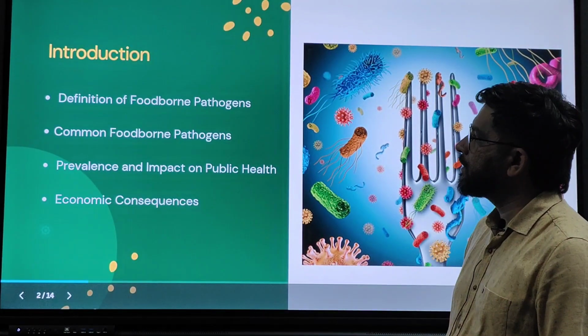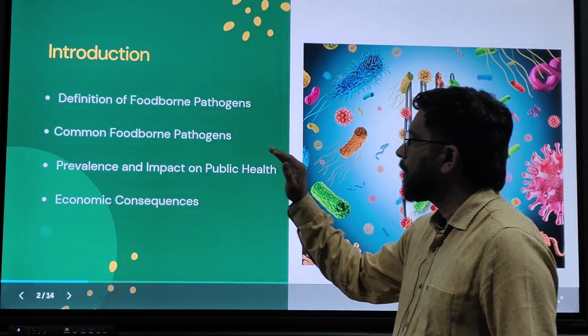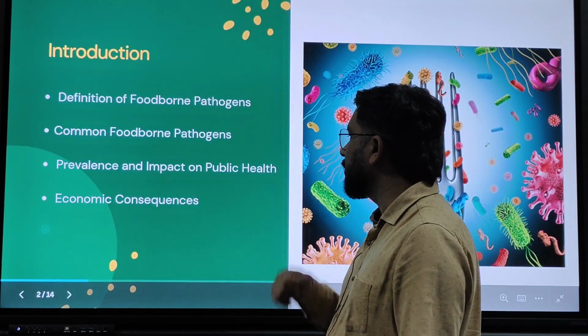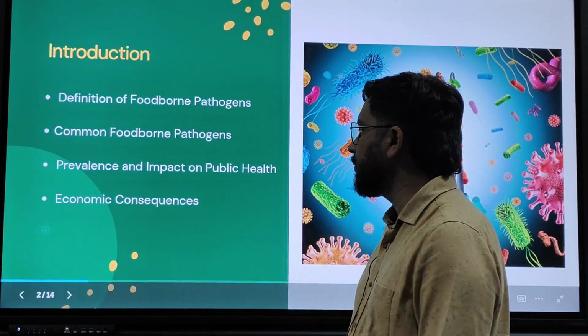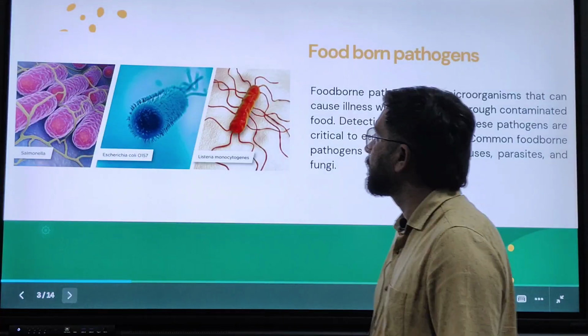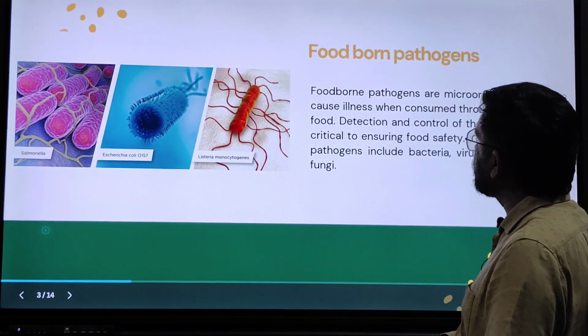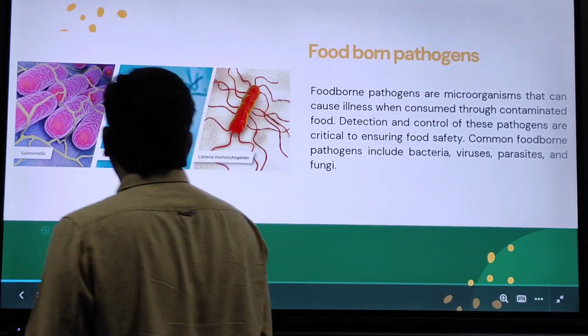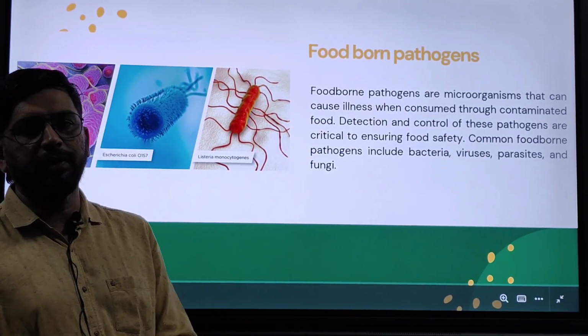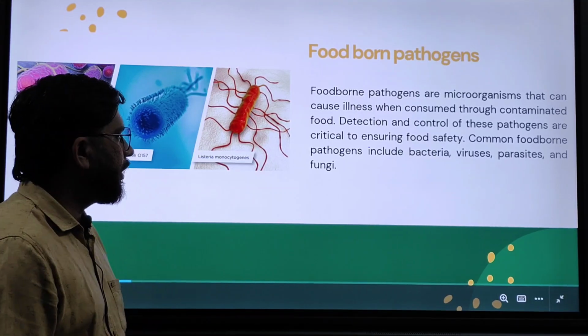We have already discussed the definition of foodborne pathogens. Common foodborne pathogens we will be discussing now. The impact on public health we will be discussing now. The economic consequences also we will be discussing. So what are foodborne pathogens? Foodborne pathogens are microorganisms which cause illness when you consume food which is infected with microbial pathogens.